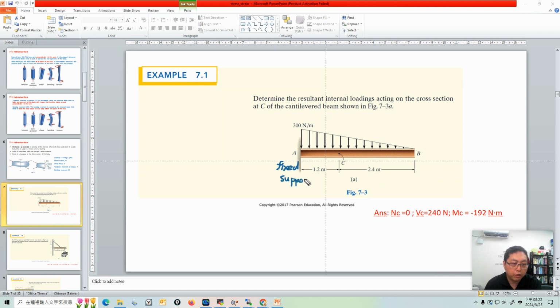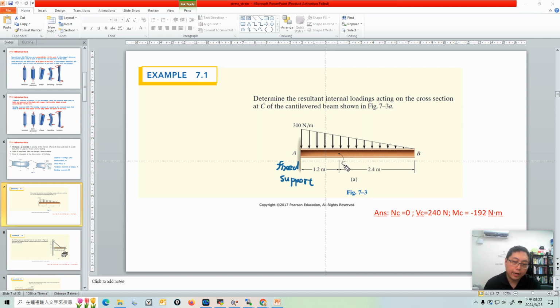On this beam, we apply an external loading, and it's a distributed loading. The problem asks you what the internal force is at this section, at this C section. Just calculate what the internal force is. This is a very typical analysis in mechanics of materials. For this problem, you want to calculate internal forces.